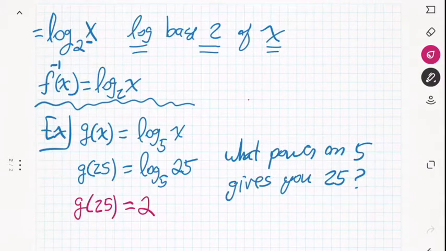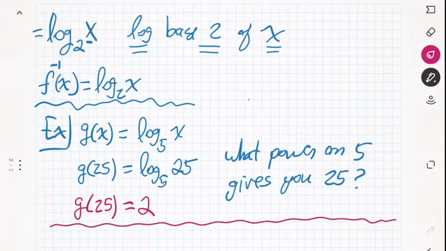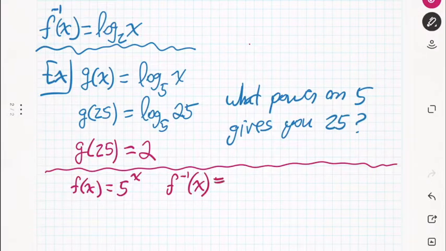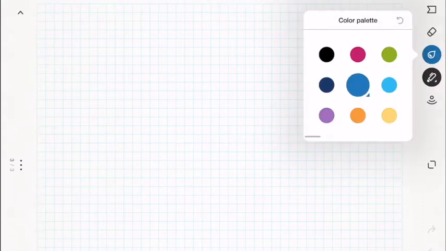All right, so the second thing is we know that a logarithm is an inverse function of an exponential. So if I write f of x is equal to 5 to the x, then f inverse of x, its inverse function, is going to be log base 5 of x. Now we have to talk about another property of inverse functions. So let's work with a nice simple function. Let's say f of x is equal to x cubed.